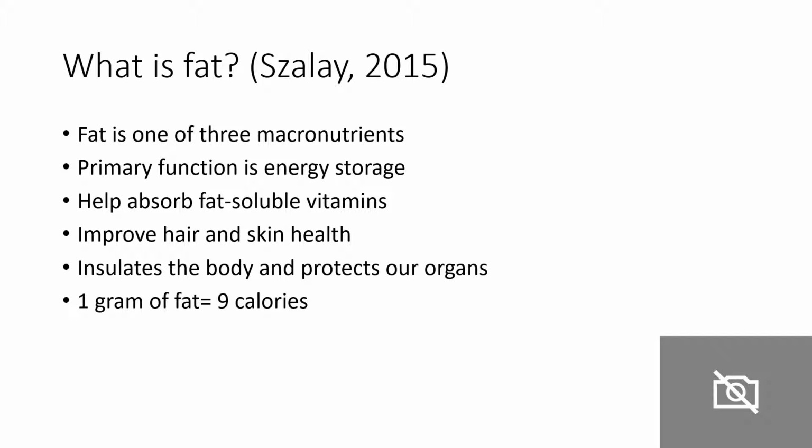Fat is one of the three macronutrients we consume in our diets. The other two include carbohydrates and proteins. The primary function of fats is energy storage. Fats help absorb fat-soluble vitamins, including vitamin A, D, E, and K. Fats help improve hair and skin health and help insulate the body and protect our organs. 1 gram of fat is approximately 9 calories.